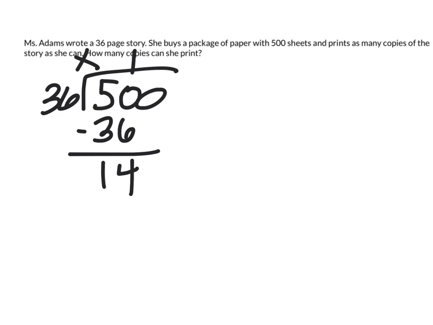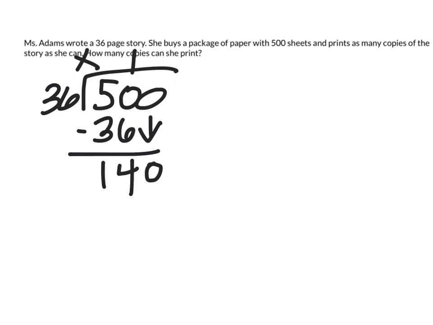14 is my current remainder, but since we have this extra 0 out here, I know I'm not done, so I'm going to bring down that 0 and make my remainder 140. Now my problem becomes how many groups of 36 can I make in 140?